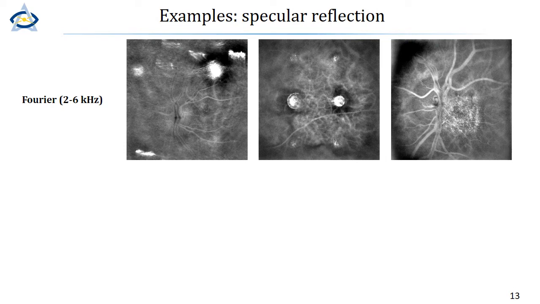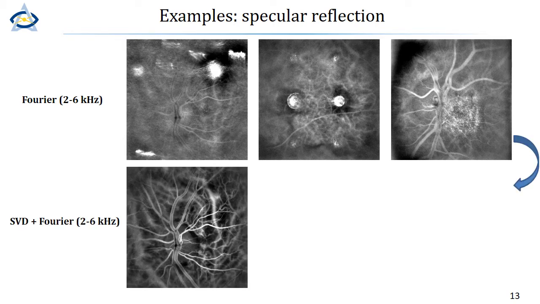Right, so here are examples of images that are very much affected by specular reflection. It could be corneal reflection or another reflection. And the third example is reflection on the beam splitter cube. You can see that at low frequency, so 2 to 6 kilohertz is low frequency for us, the Fourier transform is not able to separate blood flow from corneal reflection because they are in the same frequency range. And when we do the prior SVD filtering and then the Fourier analysis, we're able to significantly increase the contrast of the blood flow images.